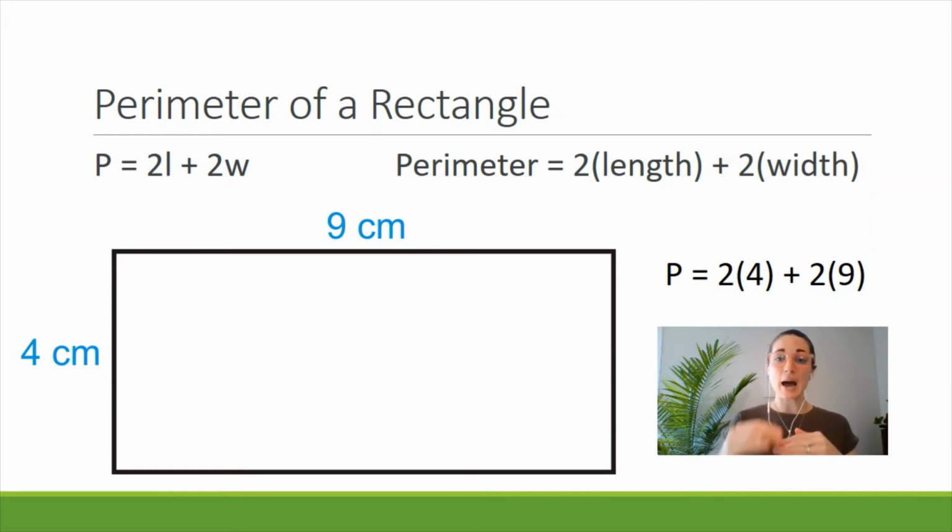Here we see that the top and the bottom are both 9 centimeters and the left and the right are both 4 centimeters. So again, we could always go through and add the sides and say 9 plus 9 plus 4 plus 4, and we get the right answer. But the formula sheet gives us another way to do it. We could just do 2 times 4 plus 2 times 9. 2 times 4 is 8, and 2 times 9 is 18. Add them together, and the value of the perimeter is 26 centimeters.